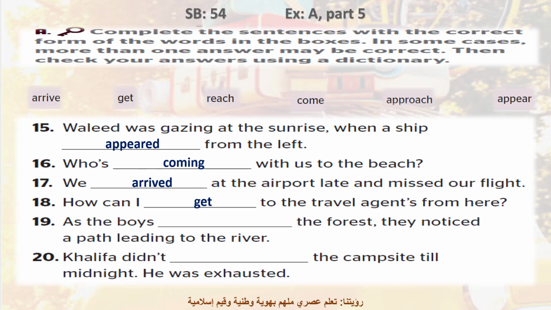Number 19. As the boys approached the forest, they noticed a path leading to the river. Yes, approached. Approach means to get near to some place. Yes, finally, number 20. Khalifa didn't reach the campsite till midnight. Yes, didn't reach the campsite till midnight. He was exhausted.